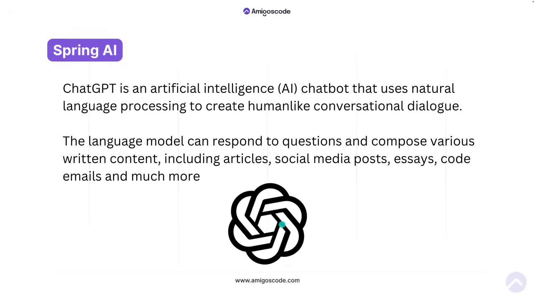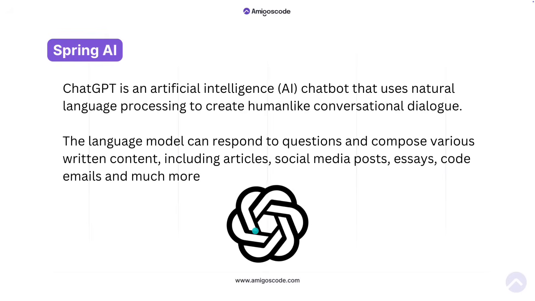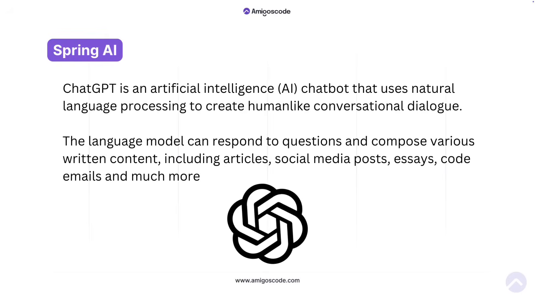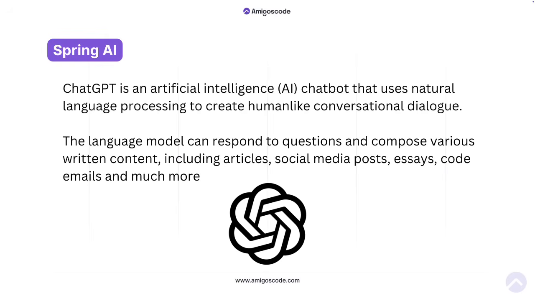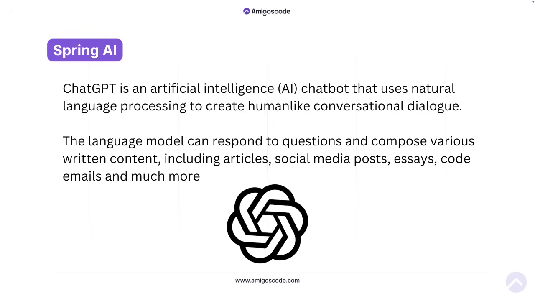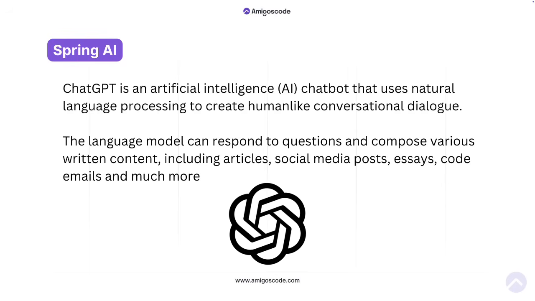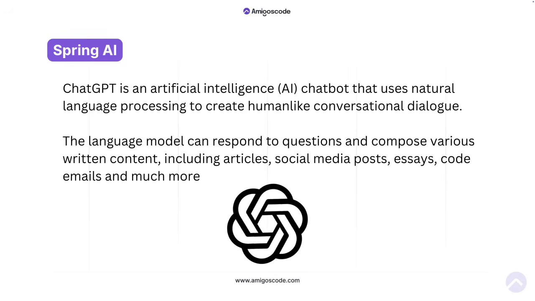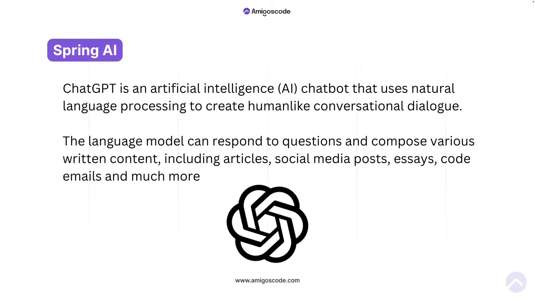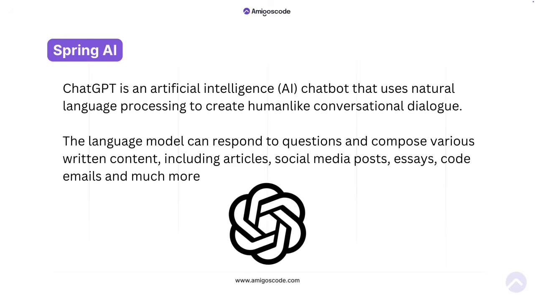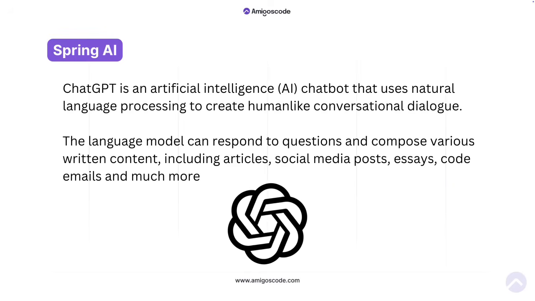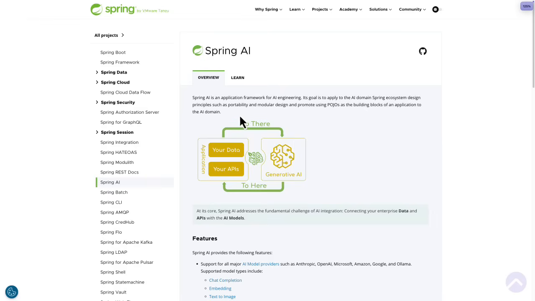ChatGPT is developed by OpenAI, but we have many others such as DeepSeek, which currently is causing a lot of trouble to the AI world, and many others. So in this section, let's learn how to use ChatGPT, which is the most popular one out there, to build powered AI applications. Just to show you here the documentation for Spring AI.